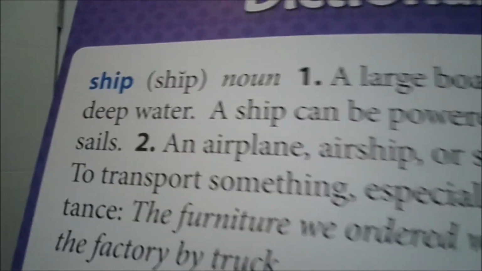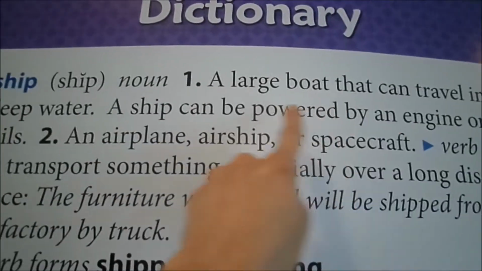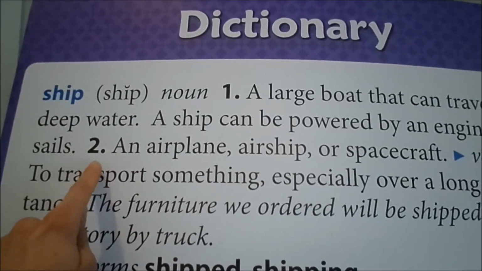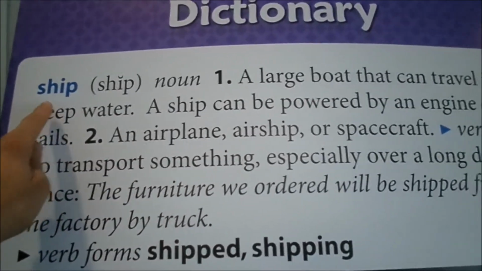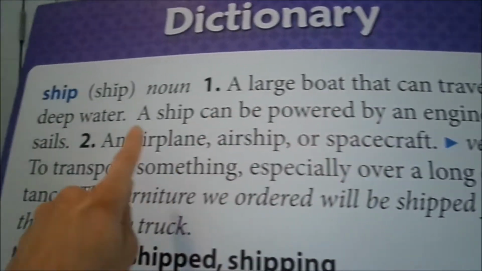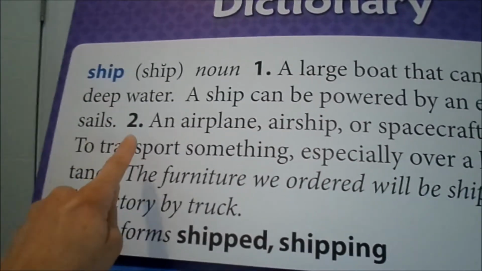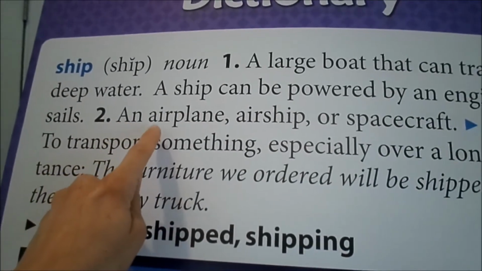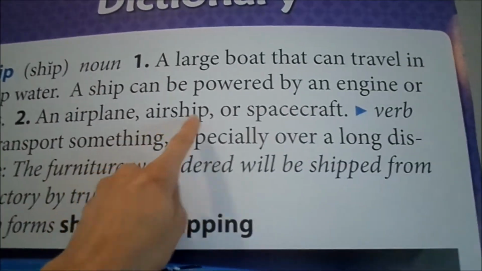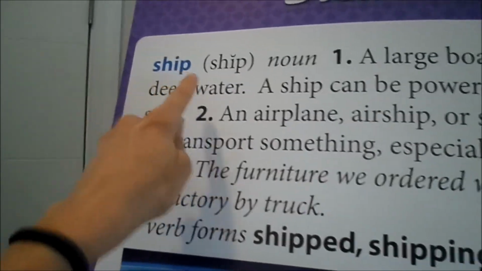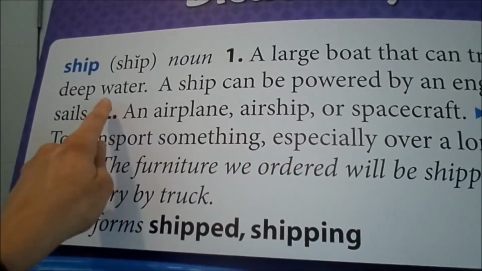Okay, so you will get a definition. Now take a look at this right here. It has definition 1 and definition 2. So a ship can be a large boat that travels in deep water and can be powered by an engine or sails. And it also can be an airplane, an airship, or a spacecraft. So a spaceship can also be called a ship.